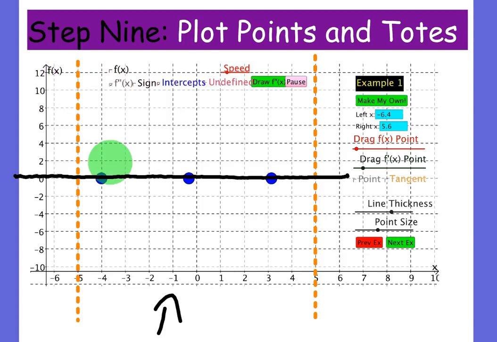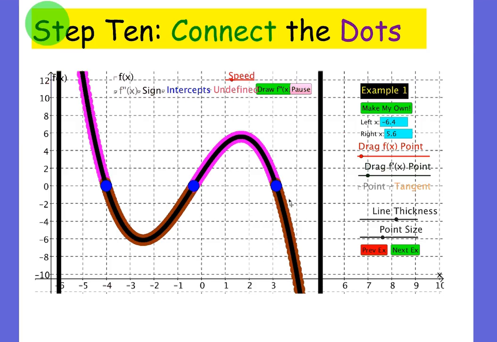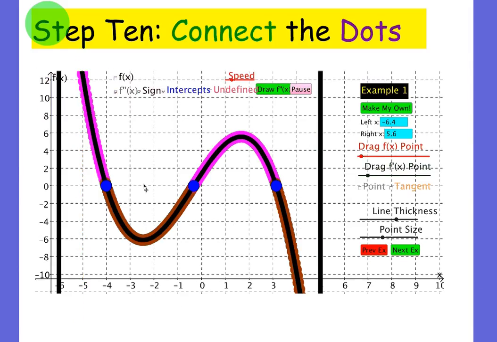Then again, we can see it's going to be negative again from -3.8 to -0.5. Then it'll become positive again from -0.5 to 3, and then back to negative from 3 to 5. So it's going to alternate back and forth from negative to positive and positive to negative. Last thing we're going to do is just connect the dots with that information. And again, our x-axis is actually right here.